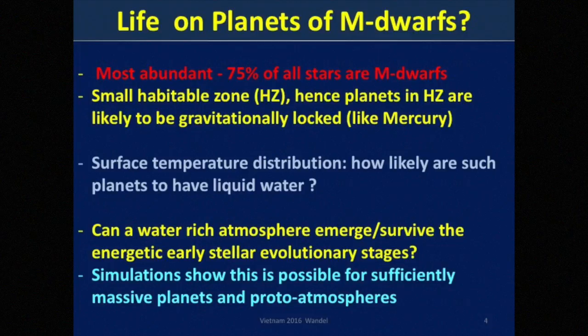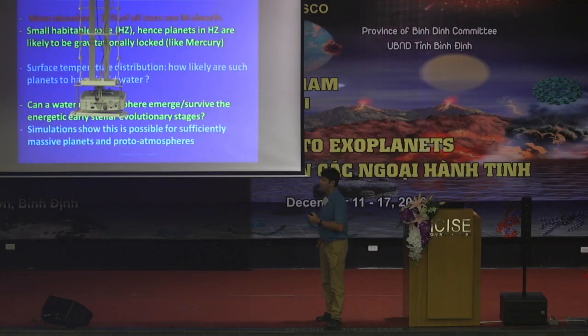The answer would depend on whether this planet has liquid water or not. And another relevant question is, can a water-rich atmosphere survive or even emerge in the energetic early stellar evolutionary stages of M-dwarfs? They have an extended energetic phase which may sweep away the atmosphere. The answer is that there are simulations which show that this is possible for sufficiently massive planets and proto-atmospheres. What is sufficient is kind of fuzzy, but for particular situations, not too extreme, people have shown that this was possible, and of course it is also possible to create a secondary atmosphere under certain conditions. So this is not an outrageous assumption.